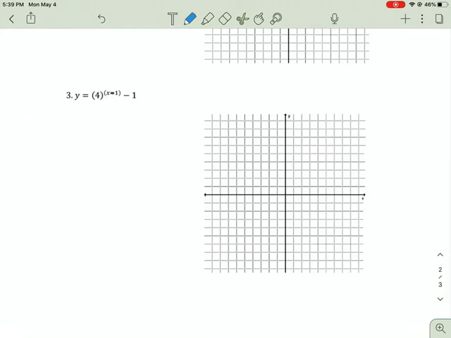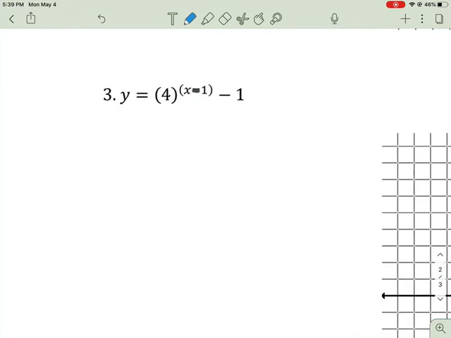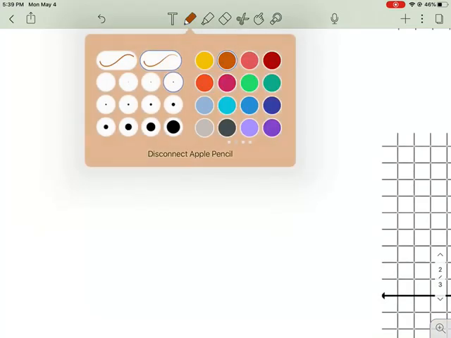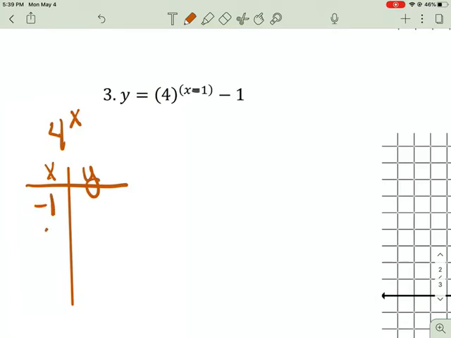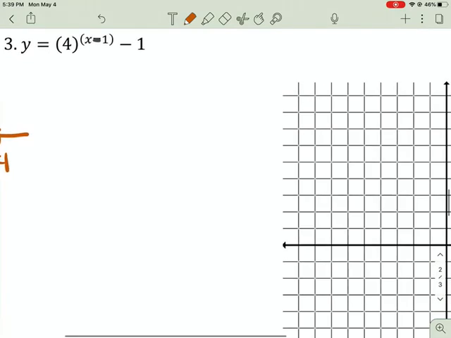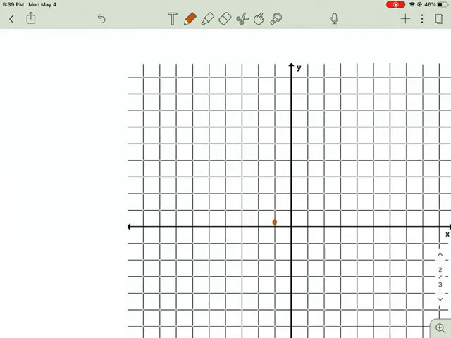All right, let's try this one. I apologize, that equal sign with the x, it should be x minus 1. Okay, so the first thing we're going to do is graph the original. All right, so we have 4 to the x. So -1, 0, 1, which gives 1/4, 1, and 4.